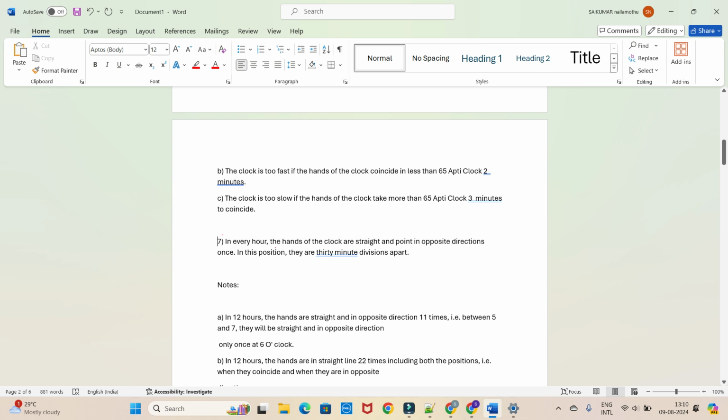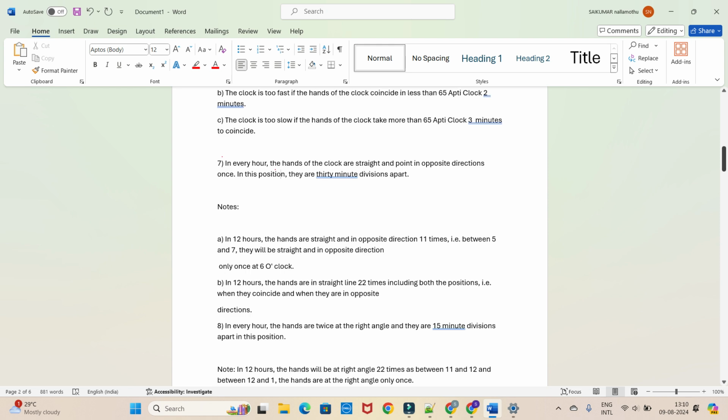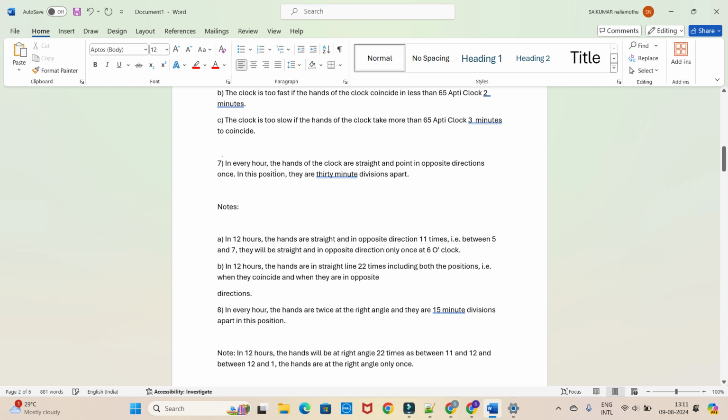See, in every hour the hand, and in 12 hours the hands would be in straight opposite direction 11 times, same as coinciding. It coincides once between 11 and 1, whereas from 5 to 7 it's going to be straight only once, that is at 6 o'clock. Let me show you with an example.